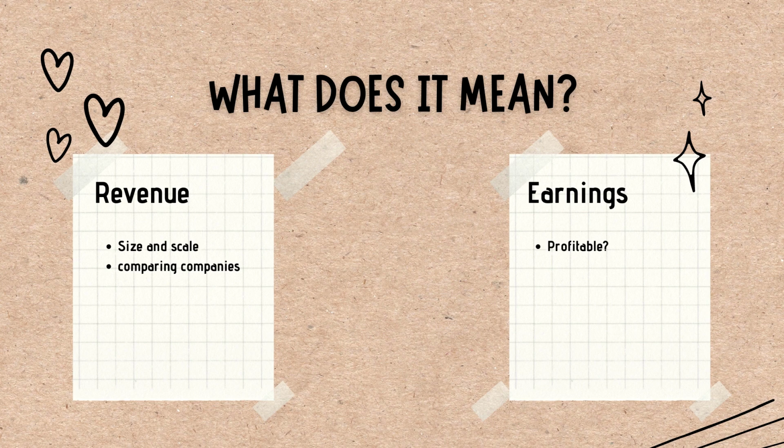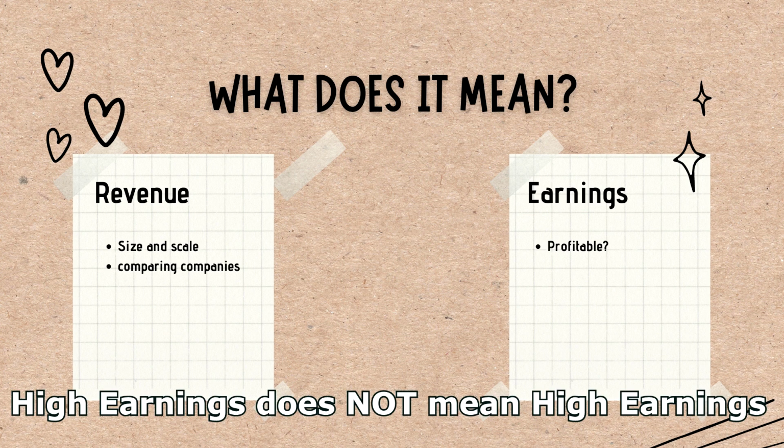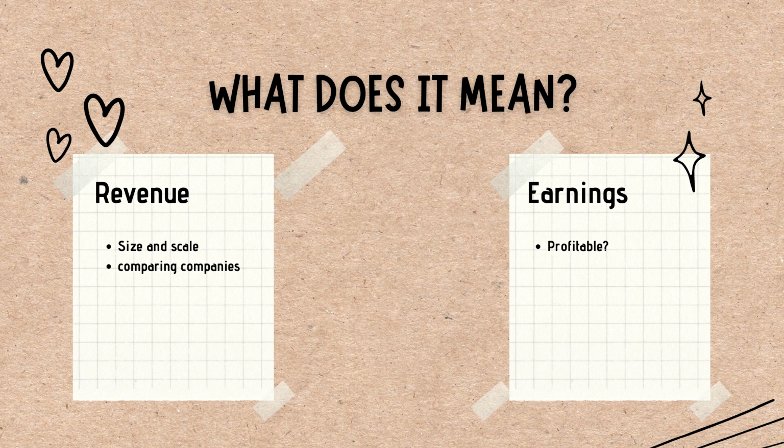Now of course, a higher revenue does not mean a higher earnings. If an operation is not well run, even a 20 billion grocery chain can have lower earnings than a 2 billion grocery chain if the 20 billion grocery chain is simply losing money. And therefore, revenue and earnings are different metrics to look at a company.